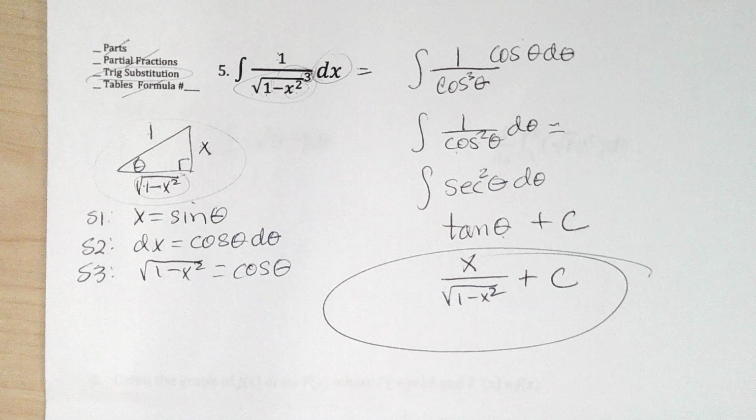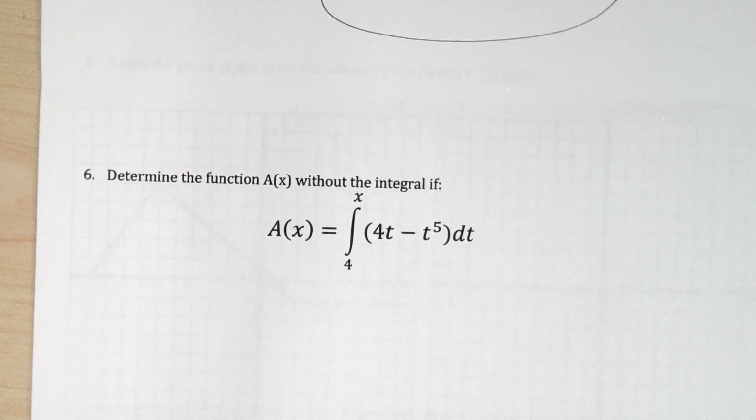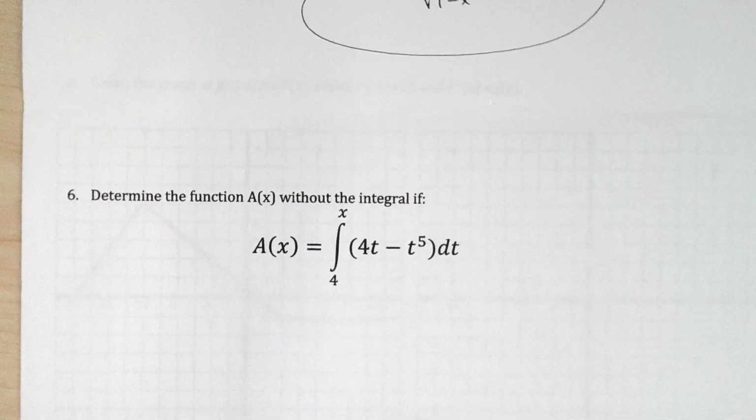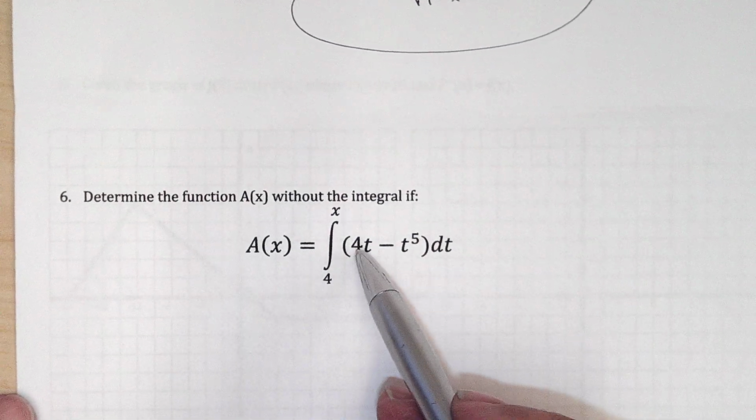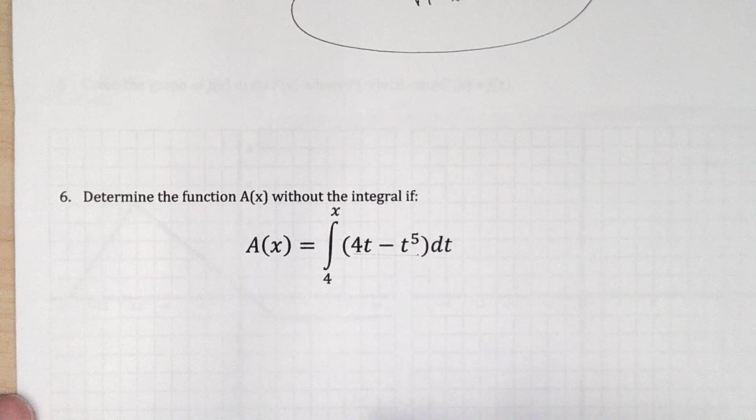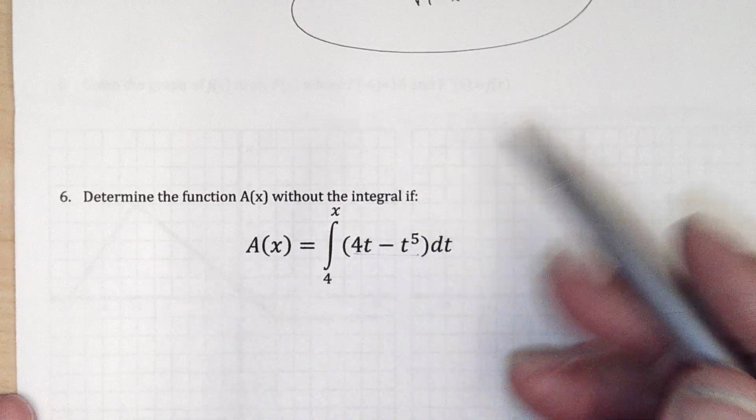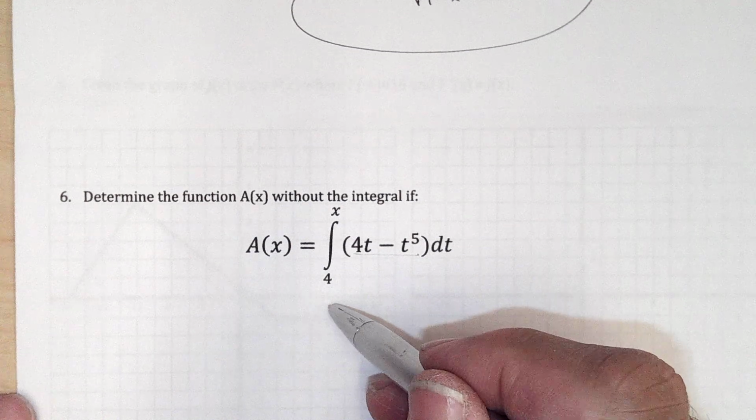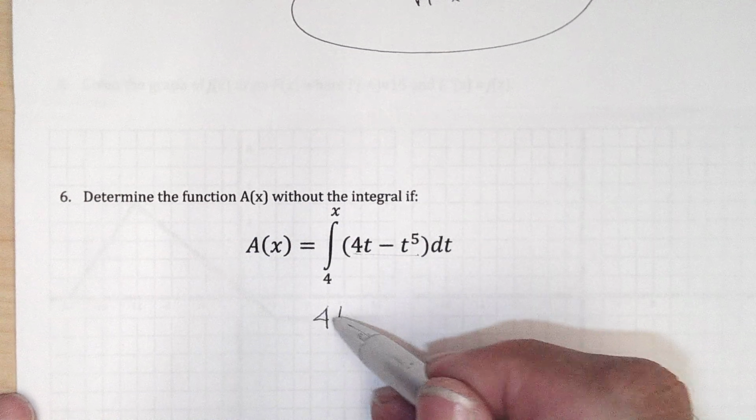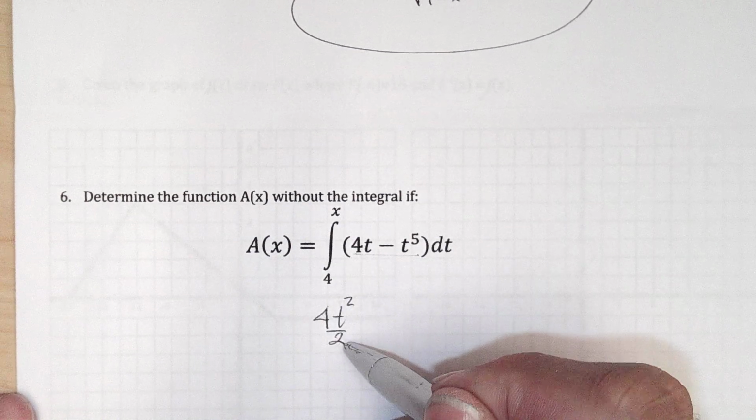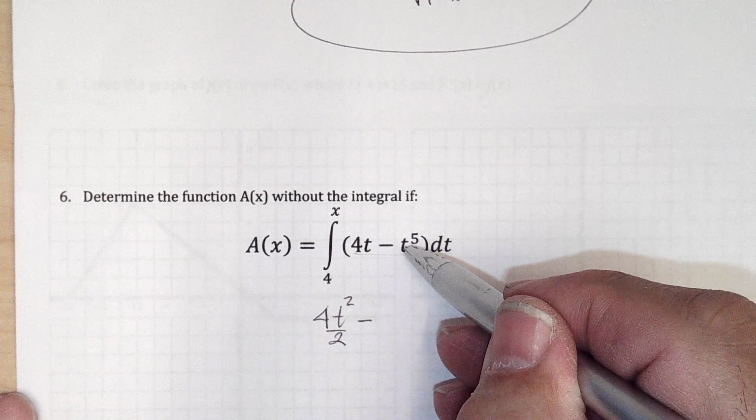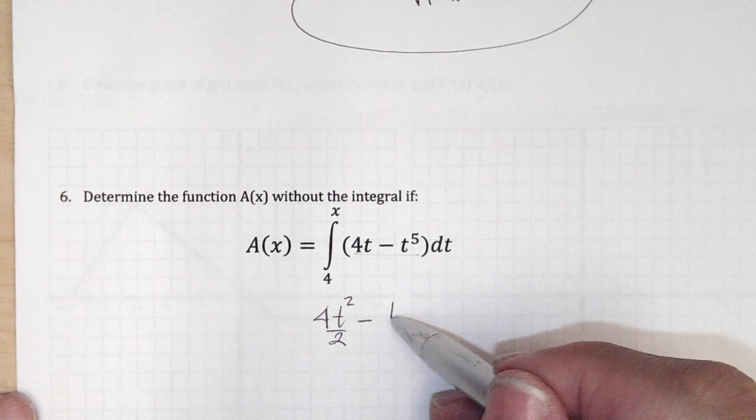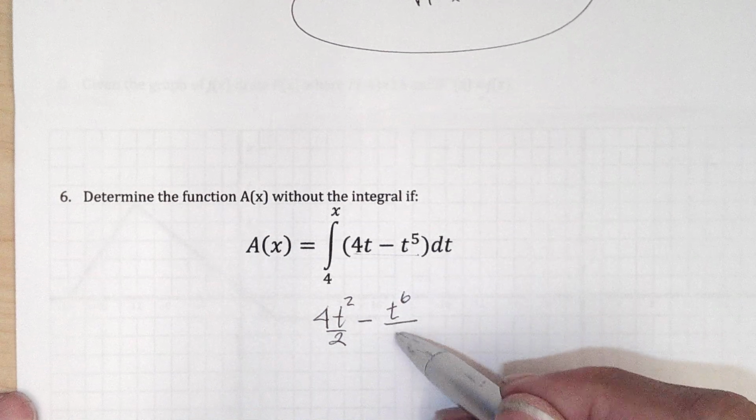So now we're going to go to this one. There's no derivatives to cancel the integral, so I'm going to have to actually integrate this. The antiderivative of 4t is 4t squared over 2. Antiderivative of negative t to the fifth is negative t to the sixth over 6.